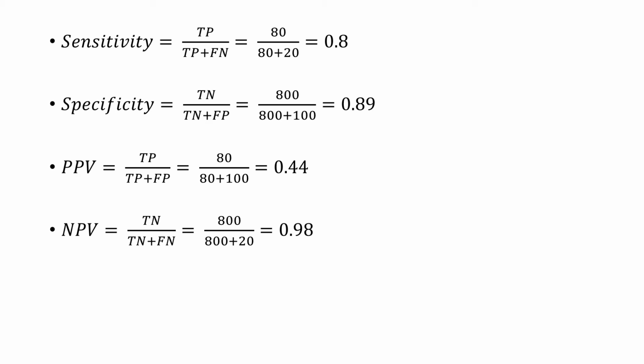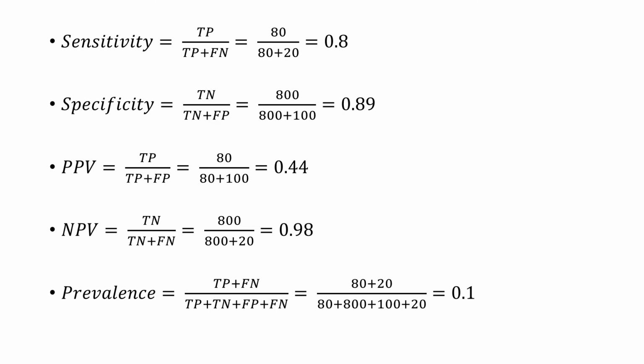And using these terms, we can easily calculate the prevalence, which is essentially the number who have the disease over the total population. It's 100 over 1,000, which is 0.1. So 10% of this sample has the disease.